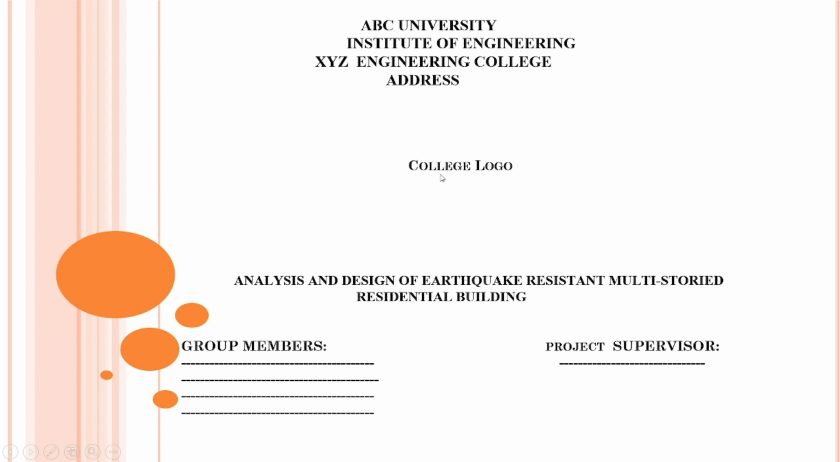Let's start the presentation. In the first slide, you have to include the university name, college name, institute of engineering, address, and the college logo. And here is the topic: analysis and design of earthquake resistant multi-story residential buildings. And the next one, the group members and the supervisor's name you have to include here.